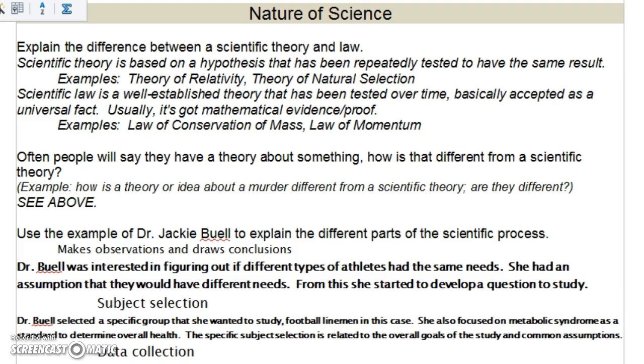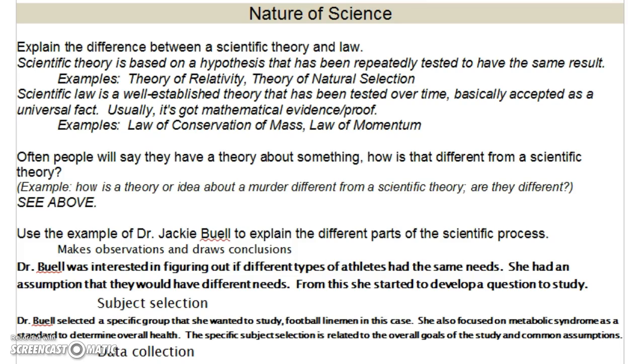Scientific theories and scientific laws are something that a lot of people get confused on. A theory is based on lots of tests of a hypothesis. So let's say we've got the theory of gravity. We're going to drop a lot of things, we're going to time them and measure them all, and we're going to develop that theory basically when everybody says, okay, it's the same result every single time. So theory of relativity, that's a physics thing, astronomy thing, and then theory of natural selection. Same result almost every single time.